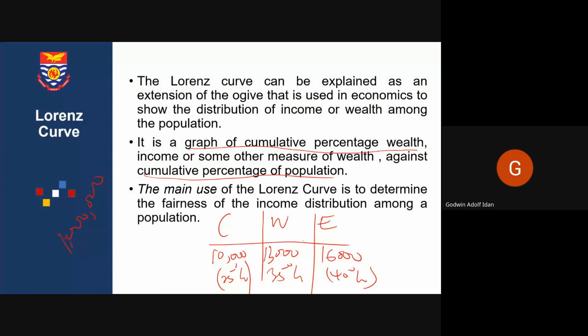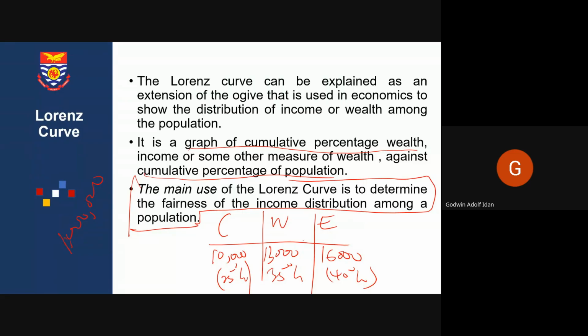This is so because the amount that we share to each region may be misleading, and that is why the Lorenz curve requires that we use the percentages, and that will show us how even the distribution is. So the main use of the Lorenz curve is to determine the fairness of income distribution among population. The main use, I'm stressing this because you write objective tests.